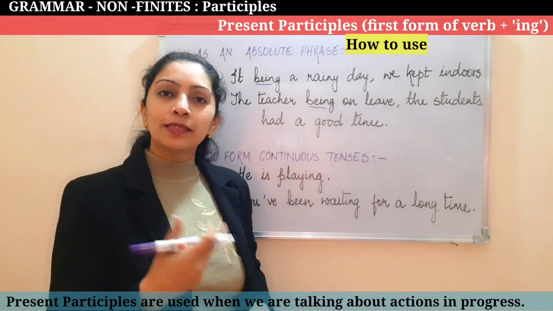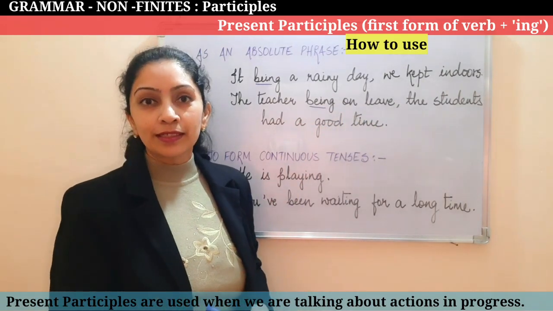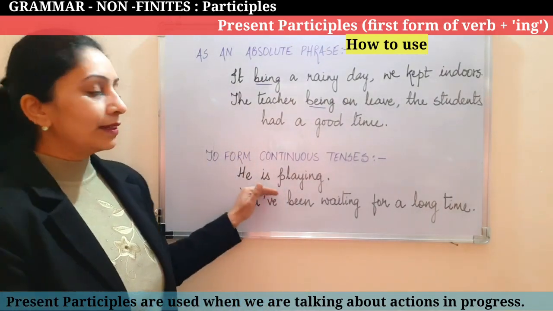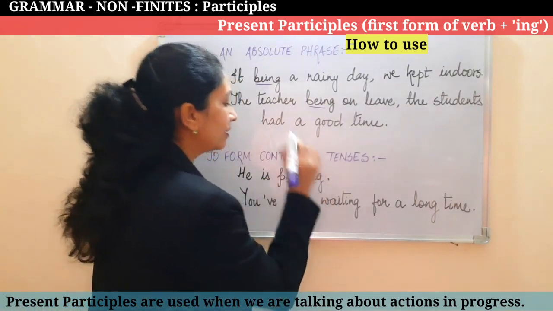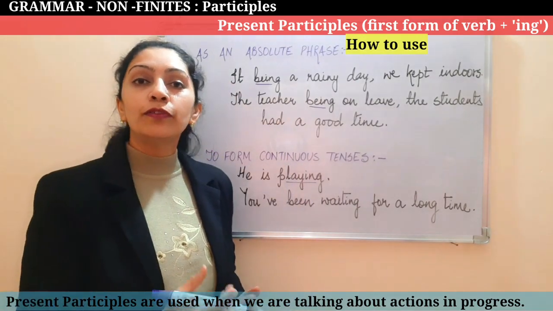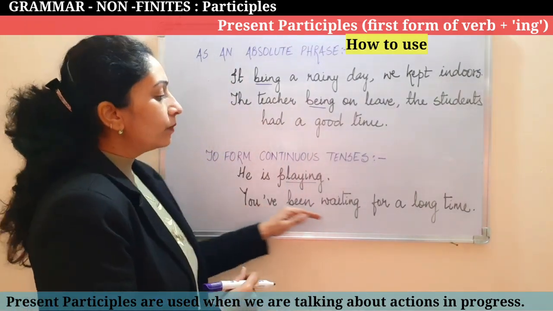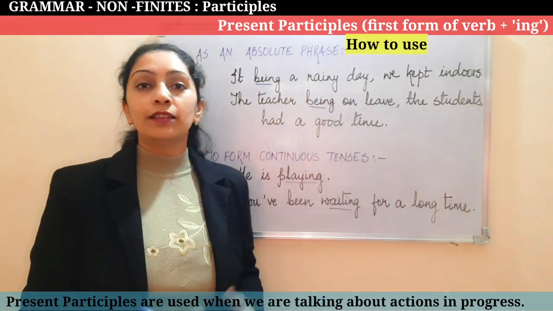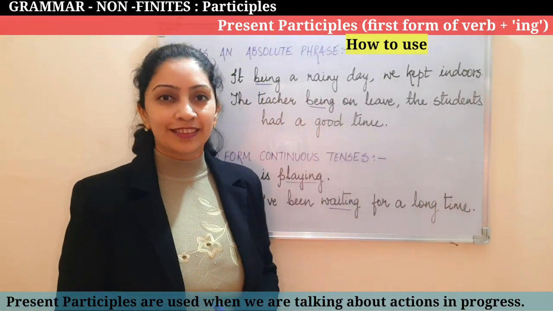Now, present participles can also be used in continuous tenses where we have the ing form of the verb. Just like this, he is playing. So here playing is used in the form of continuous tense. You've been waiting for a long time. Again here waiting is used in the form of continuous tense.